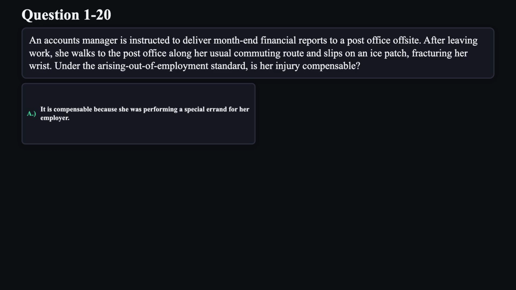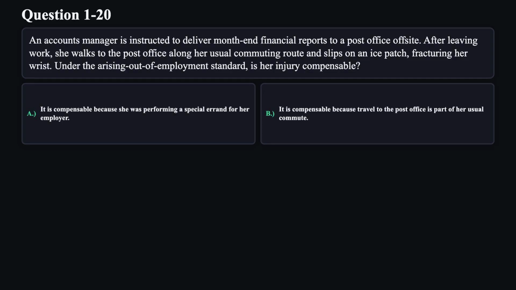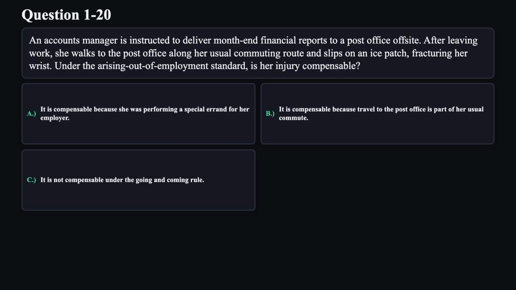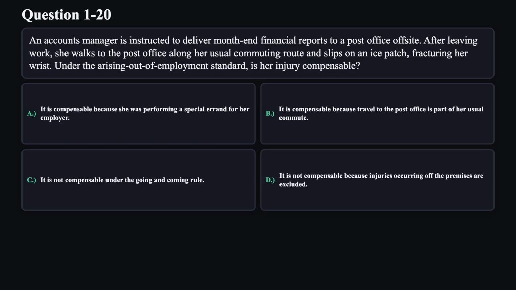A. It is compensable because she was performing a special errand for her employer. B. It is compensable because travel to the post office is part of her usual commute. C. It is not compensable under the going and coming rule. D. It is not compensable because injuries occurring off the premises are excluded.